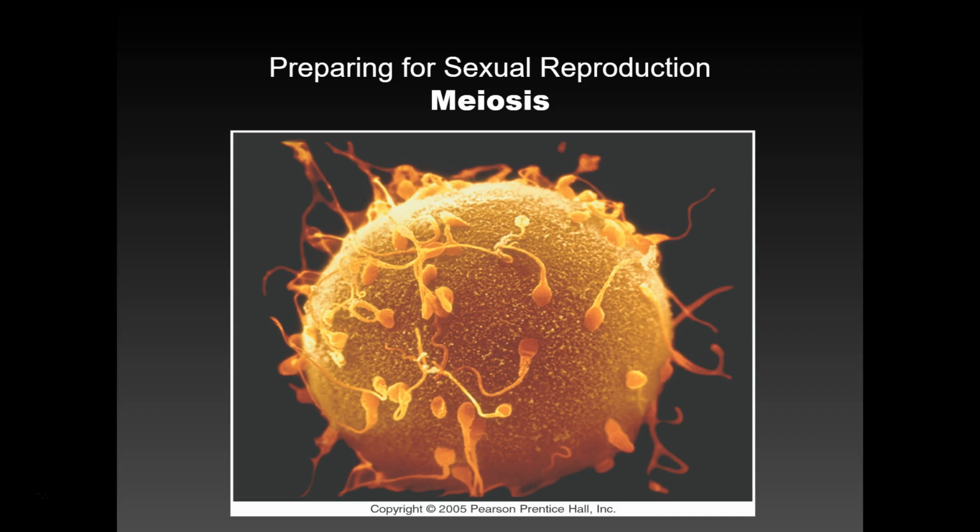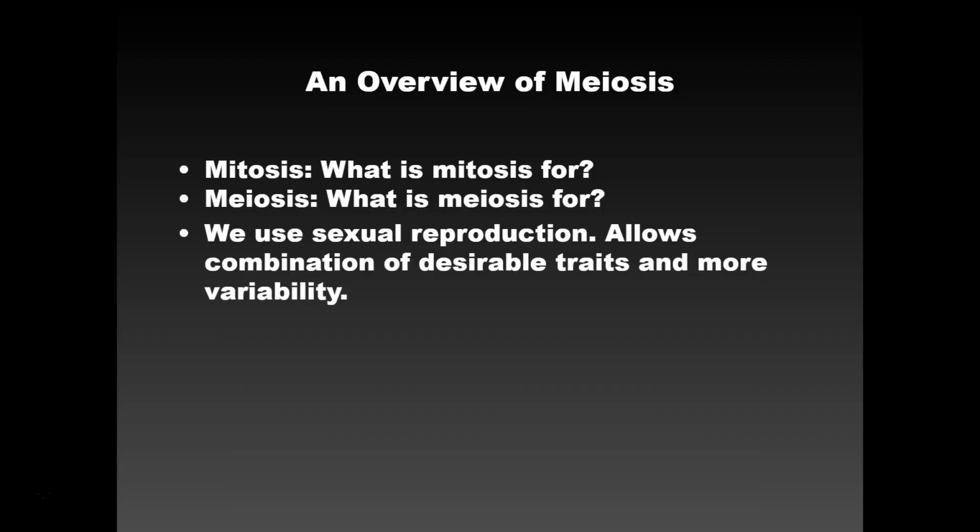Meiosis only makes gametes. That's an important thing to remember. It only makes, in human beings, sperm and eggs. Mitosis is the copying of lots of different cell types. Meiosis only makes sperm and eggs, only makes gametes.